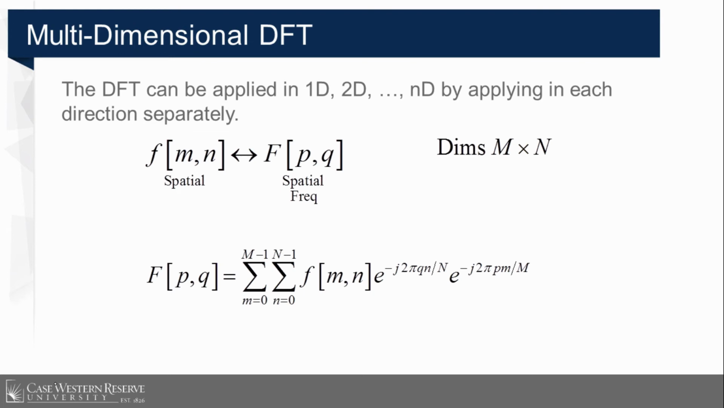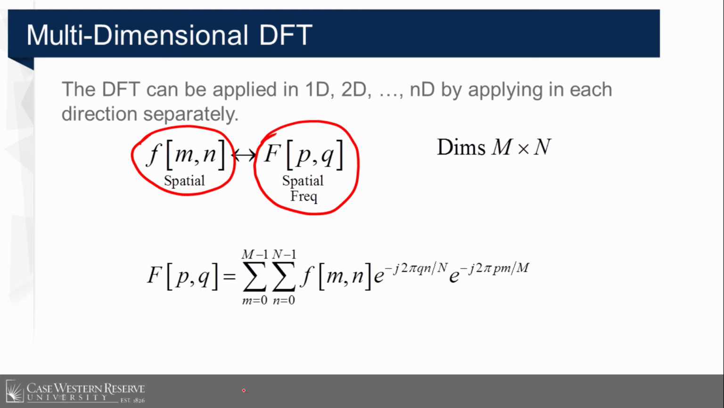So let's take a look at how we convert our spatial image into the frequency domain using a multidimensional discrete Fourier transform. So you've already seen the discrete Fourier transform applied in one dimension, but we can also apply a DFT in multiple dimensions just by applying a 1D DFT in each direction separately. All right, so here we can convert our image, which we'll say is in the spatial domain, and we denote as f of m and n, into a frequency view of this image, which we'll denote as capital F of P and Q, where P and Q are our spatial frequencies.